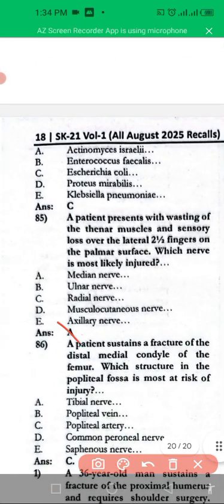Next one is: a patient presents with wasting of the thenar muscle and sensory loss of the lateral two and a half fingers and the palmar surface. Which nerve is most likely involved? It is the median nerve. Median nerve is most likely involved with the wasting of the thenar muscle.